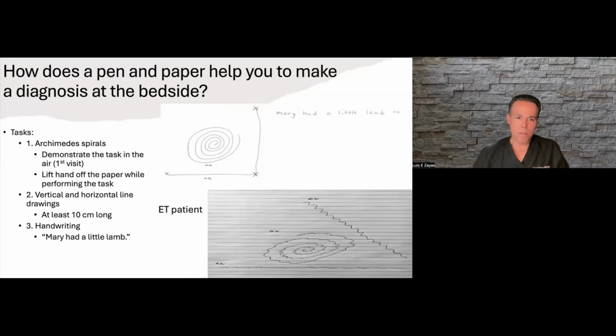One of the most important tasks to evaluate in the movement disorder clinic when you are seeing a patient with tremors is the handwriting and the spiral drawing. These actually take you only a few minutes, but give you a lot of information. When you tell the patient to do the spirals, try to demonstrate the task in the air the first time.